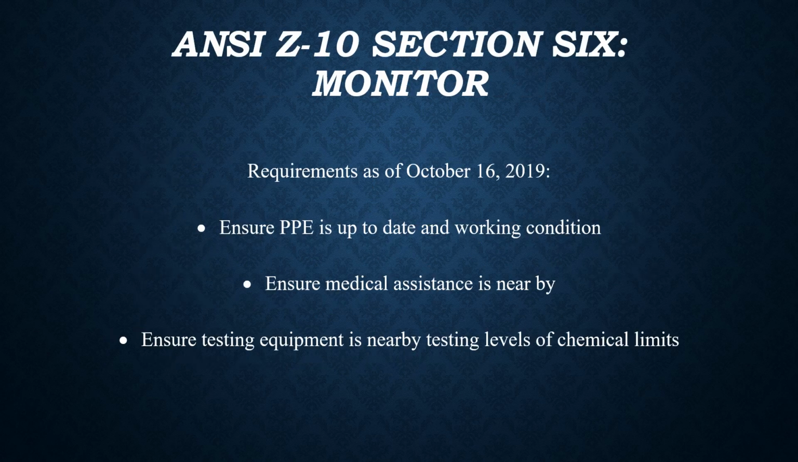This is our first segment of ANSI Z10 Section 6, monitoring. These requirements are up to date as of October 16, 2019. We must first ensure all personal protective equipment, PPE, is up to date and is in working condition. Second, we must ensure medical assistance is nearby and ensure testing equipment is nearby, testing levels of the benzene. The reason why this is important is because of the potential health effects that benzene could cause. So we must do this and make sure everything is up to date and is nearby to ensure the best quality of safety.